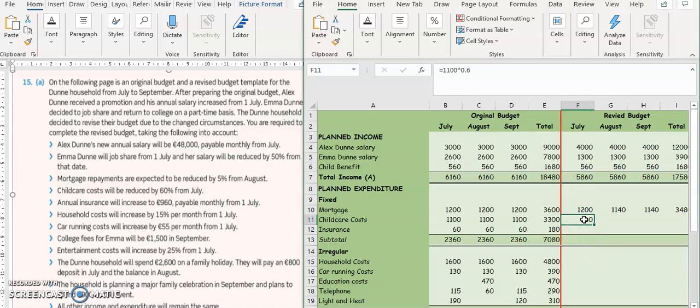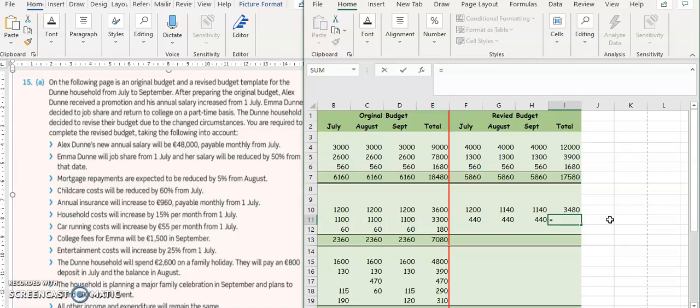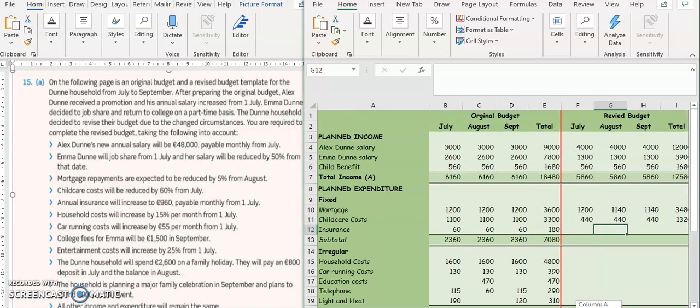So we need to reduce that from the childcare costs. So our childcare costs are 1,100 minus 660. So our childcare costs now are 440. So maybe a child is not in childcare anymore, maybe they've gone to school. So 440, and then we add them all up. 440 multiplied by 3, because there's 3 months, gives us 1,320.